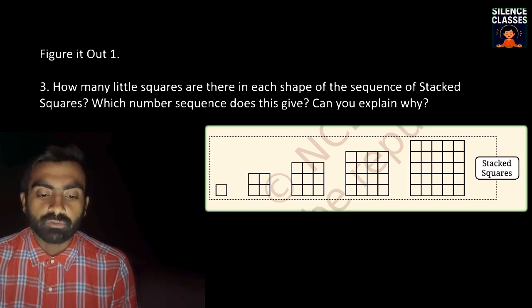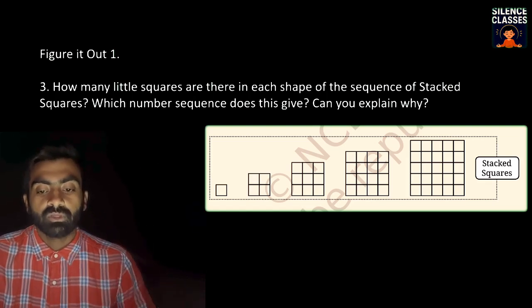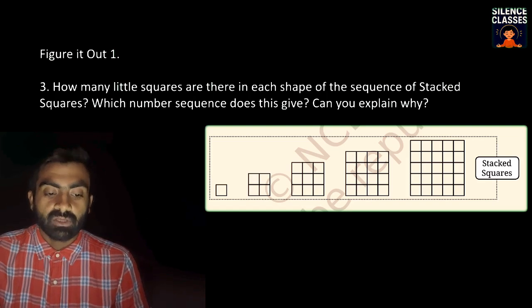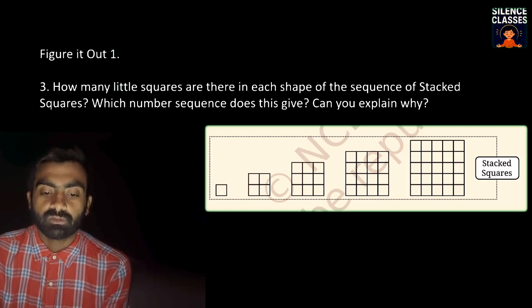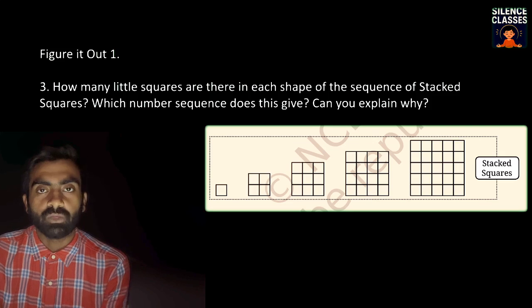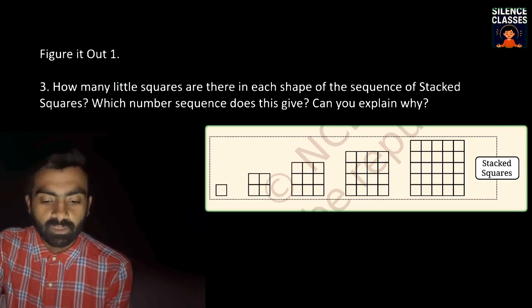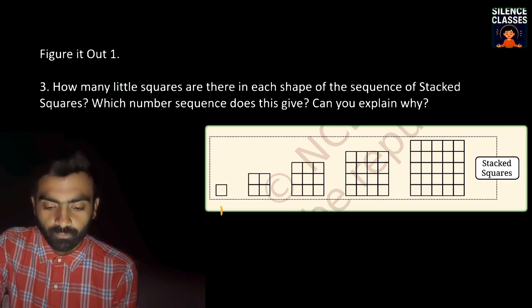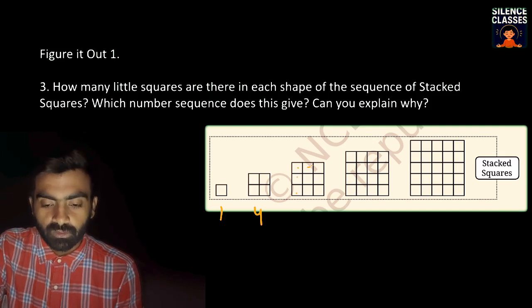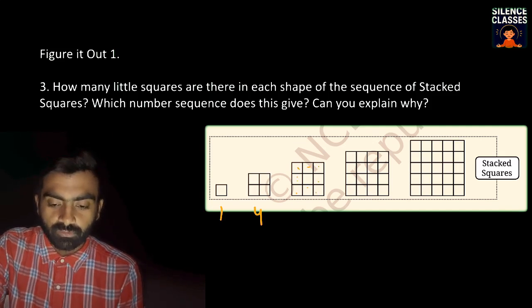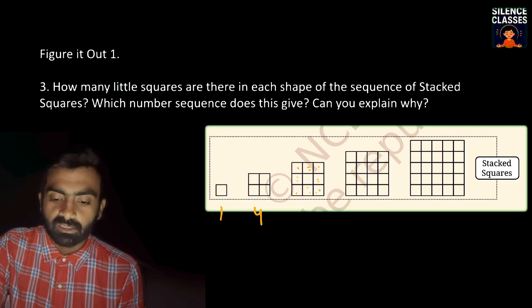How many little squares are there in each shape of the sequence of stacked squares? Which number sequence does this give? Can you explain why? Over here, 1 square is used, then 4 is used. 1 2 3 4, 5 6 7 8. We can check it out. 1 2 3 4 5 6 7 8 9 squares are there.